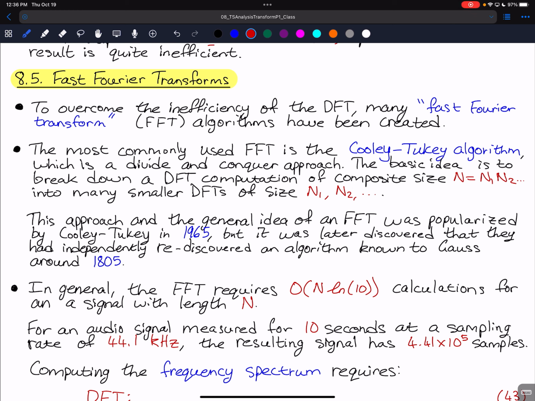The general idea of the FFT was popularized by Cooley and Tukey in 1965, when they discussed the first algorithm that they came up with, and then it was later discovered that they had independently rediscovered an algorithm that Gauss knew back in 1805. So this stuff actually stretches all the way back to Gauss.